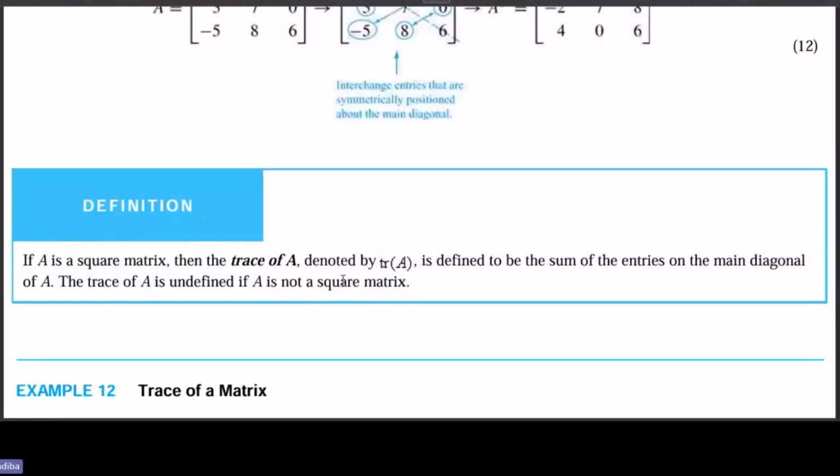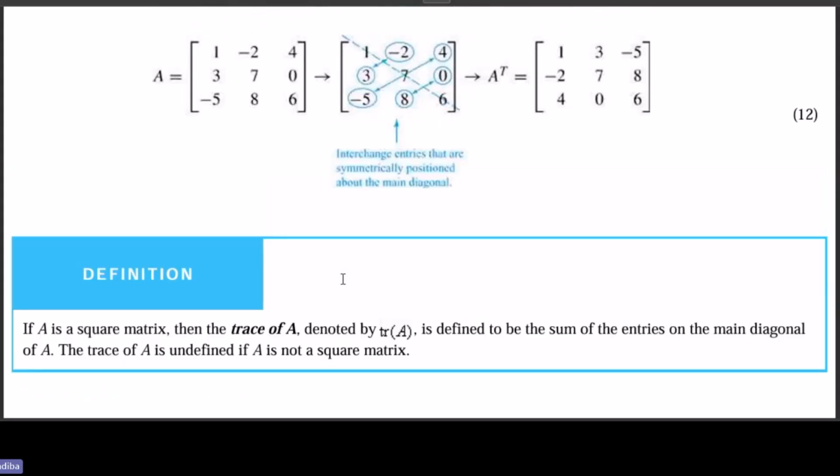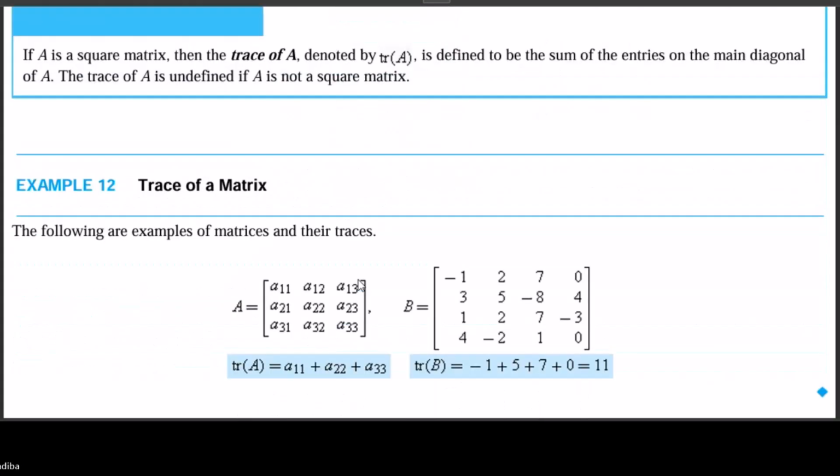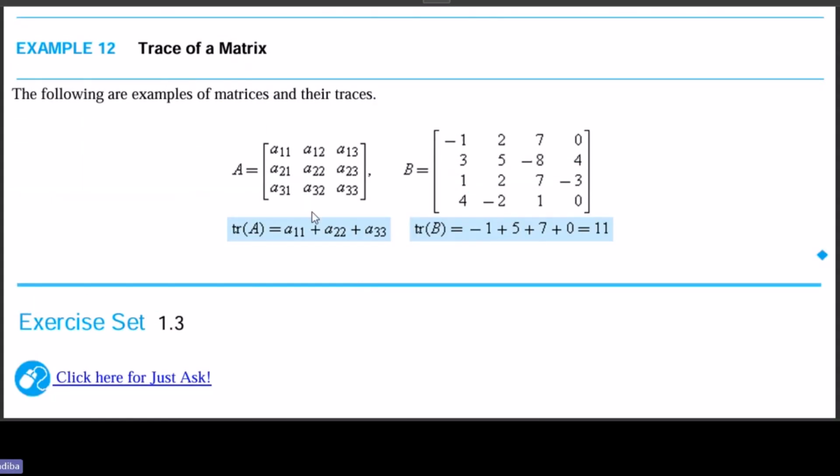They say, if A is a square matrix, then the trace of A, denoted by tr(A), is defined to be the sum of the entries on the main diagonal of the matrix. Trace is given by the sum of them. The trace of a matrix is given by the sum of the entries on the main diagonal of that particular matrix.